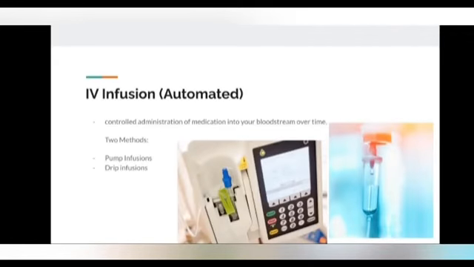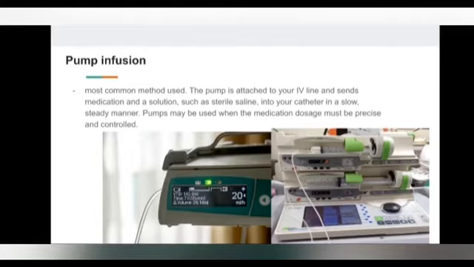IV infusions, controlled administration of medications into your bloodstream over time. Two methods: pump infusions and drip infusions. Pump infusions, the most common method used, the pump is attached to your IV line and sends medication and a solution, such as sterile saline, into your catheter in a slow, steady manner. Pumps may be used when the medication dosage must be precise and controlled. It can be seen with ICU patients.